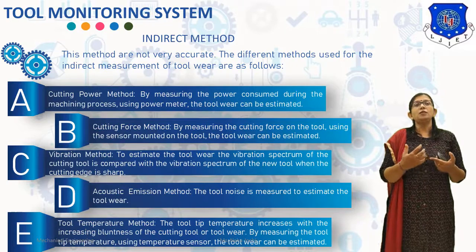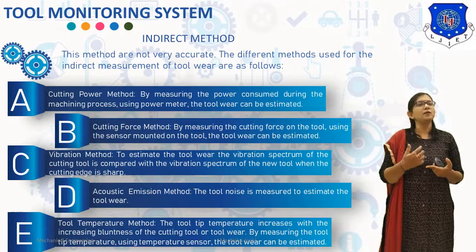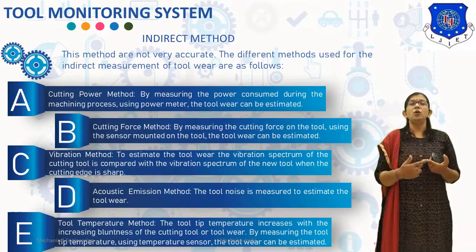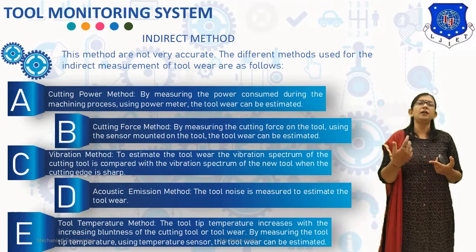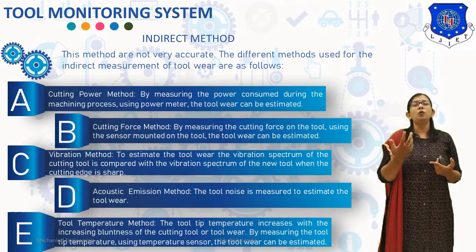Next method is acoustic emission method. The tool noise is measured to estimate the tool wear. As the tool becomes blunt, it will create more noise. So by that we can estimate the tool wear.